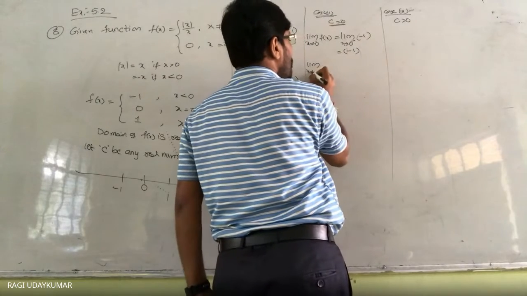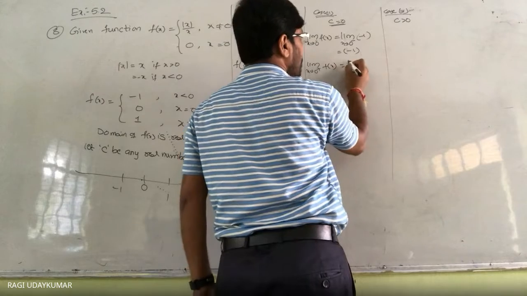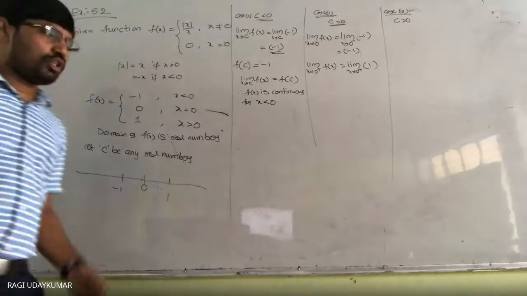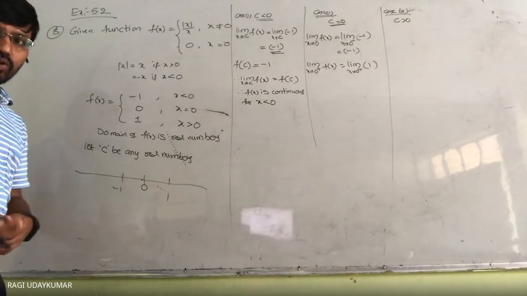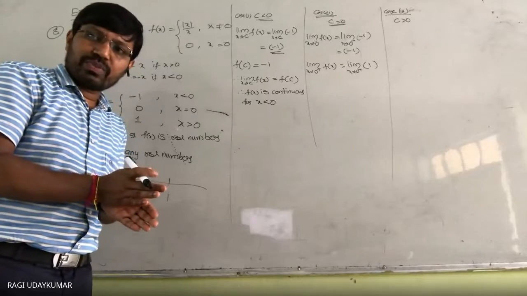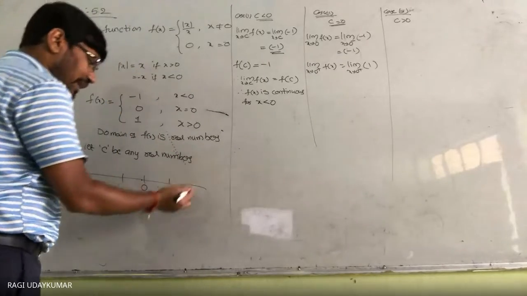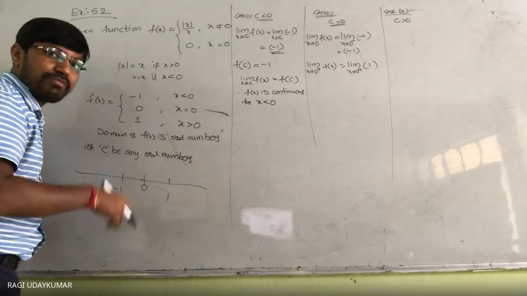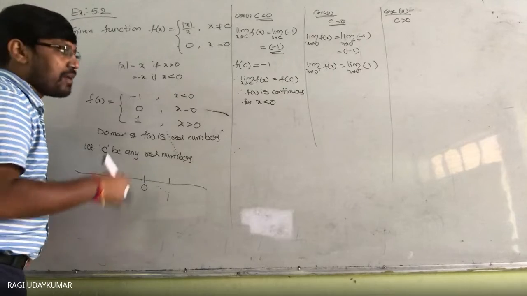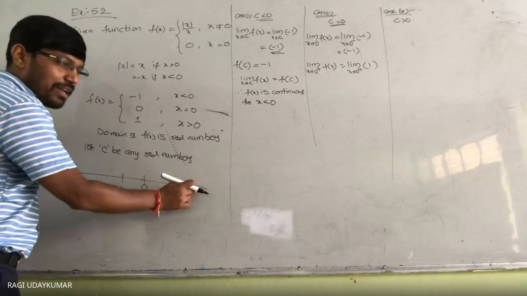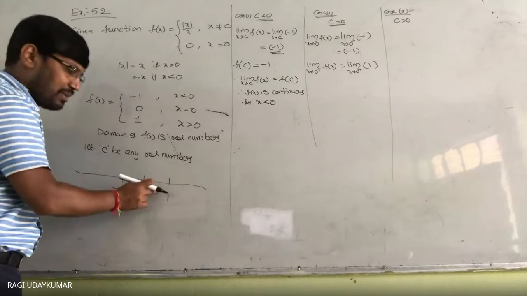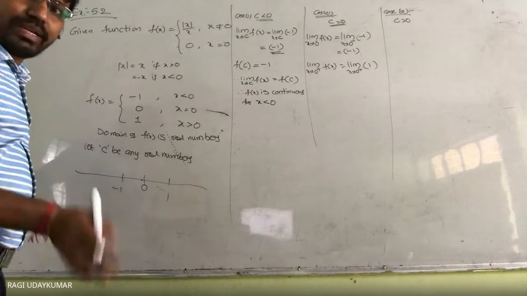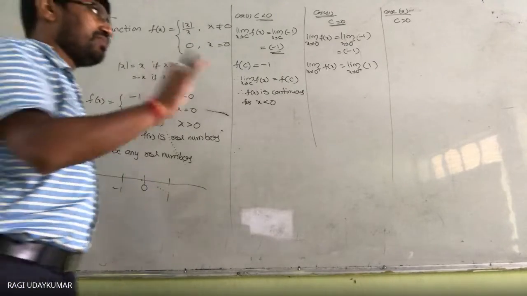Limit as x tends to 0 plus of f of x, you can write as the limit as x tends to 0 plus of 1. 0 plus means the right side of 0. What is the exact meaning of this? As the x value reaches 0 from the right side, the f of x value will always be 1. It is not changing, it is a constant function. So that's why it is 1.